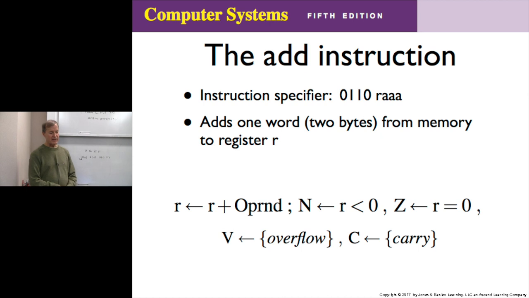Okay. Now, the add instruction, now we'll do some computation. The instruction specifier is 00110, RAAA. It adds one word into register R. Look at what the RTL says this instruction does. It takes whatever is in register R, adds the operand to it, and puts the result back into register R. Are you with me? We've already learned how the N, Z, V, and C bits are set when you do an addition. Is everybody okay? All right, so here we go.